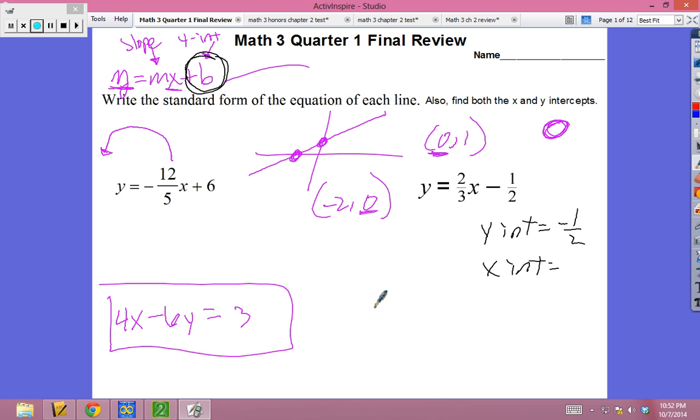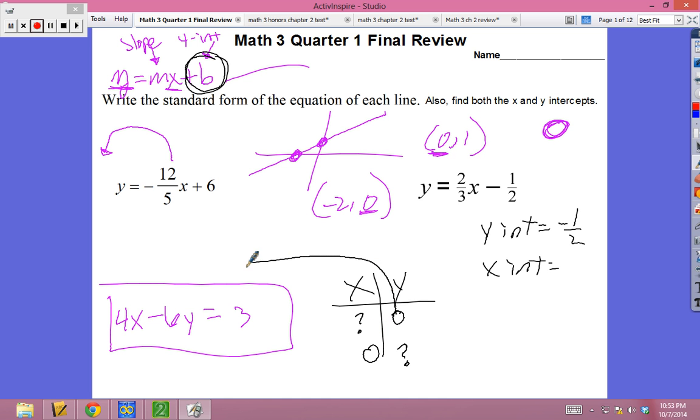So now all I've got to do is find the x-intercept. Not much work. We can find both really quick, because here's what we're going to do. If you need to know what the x-intercept is, you don't know what the x is, but you do know the y has got to be 0, and vice versa. If you're looking for the y-intercept, you have no idea what it is, but you know that its mate must be 0. So you know half of it is going to be 0, so we just got to find the other half.